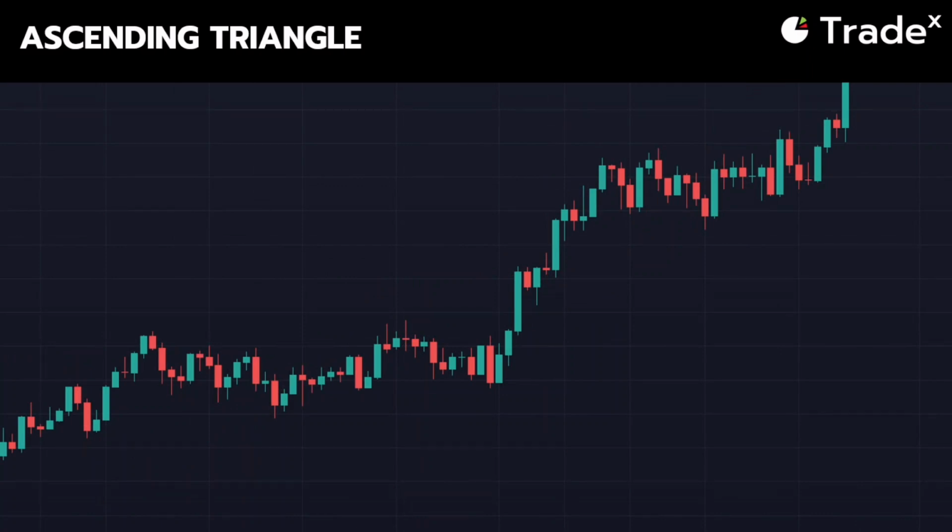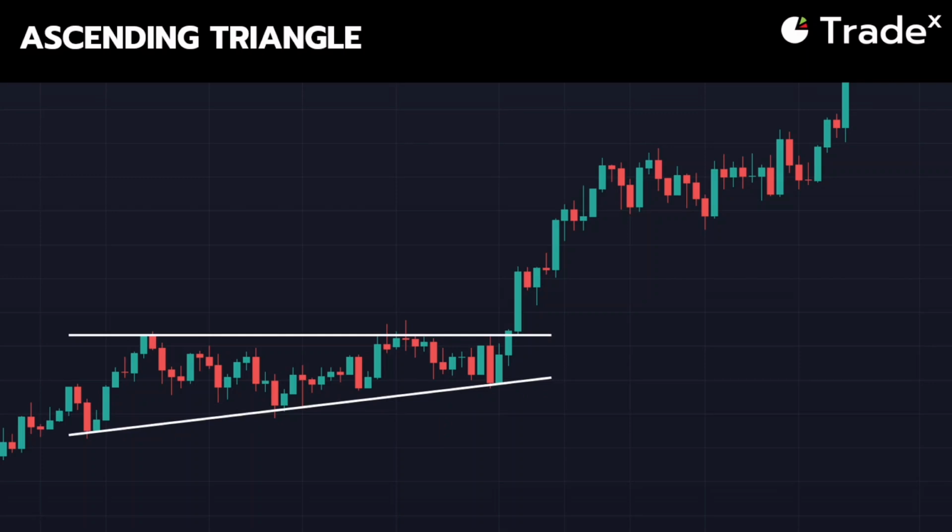The first pause forms an ascending triangle, with the price making higher lows while repeatedly hitting the same resistance level. Once the price breaks out of the triangle, it continues to rise. A second pause follows, again forming an ascending triangle. As before, traders should wait for a breakout before entering a trade.